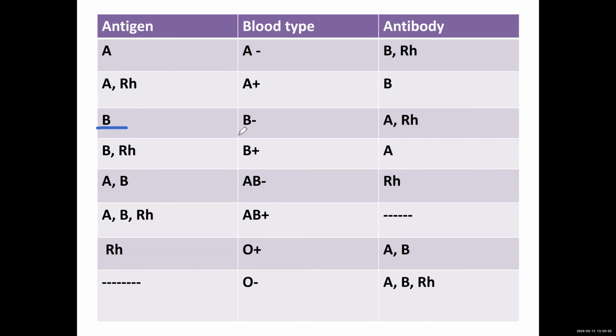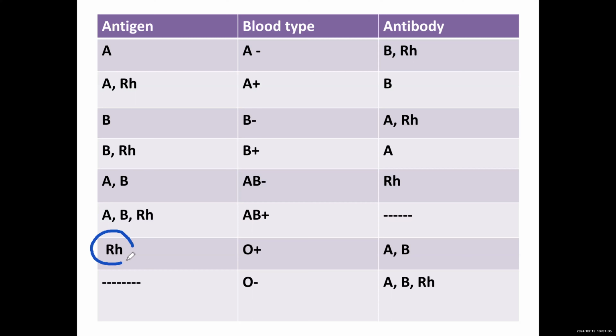So with only antigen B, it's B minus blood type, with antibodies against A and RH. If somebody has B and RH, this is B plus, antibodies A. If somebody has AB, then it's AB minus, but it still makes antibodies against RH. And here's our AB and RH, so this is AB, and because it has RH, it's plus, AB plus. This person doesn't make any antibodies. So that's our universal recipient.